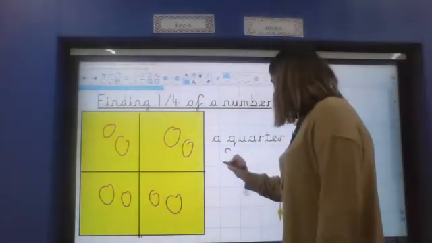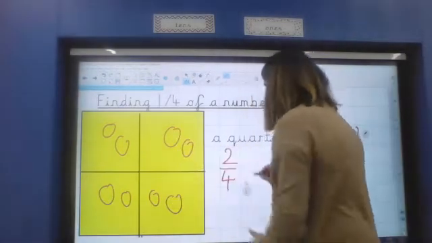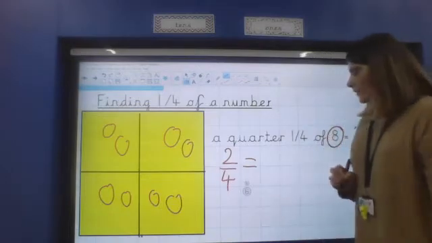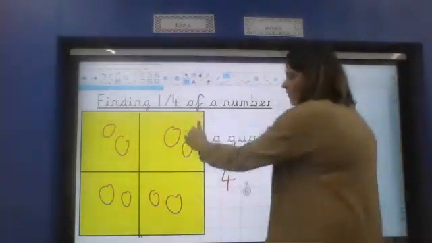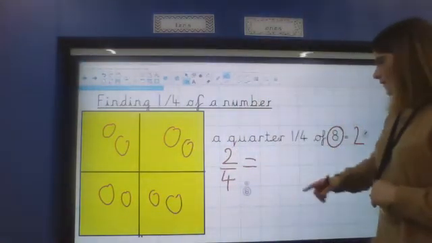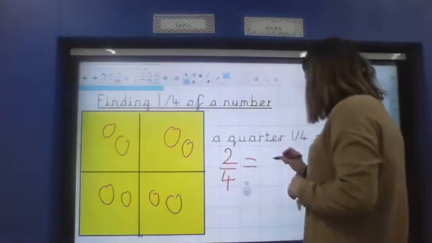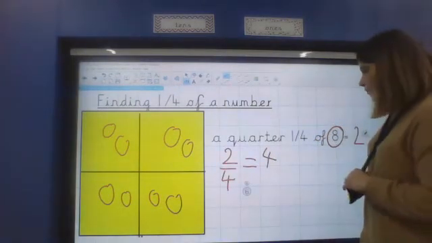What about then how many would be in 2 quarters, which again is the same as half. So remember, 2 quarters is the same as half. So if I count 2 quarters, that's the same as half. So 1, 2, 3, 4. 2 quarters would be 4, which is half. Half of 8 is 4.